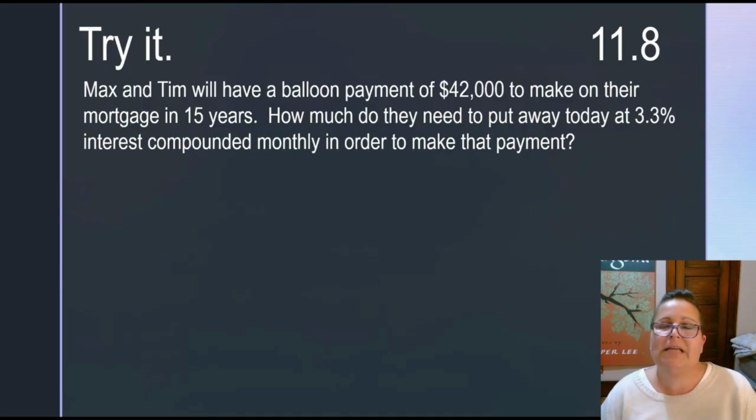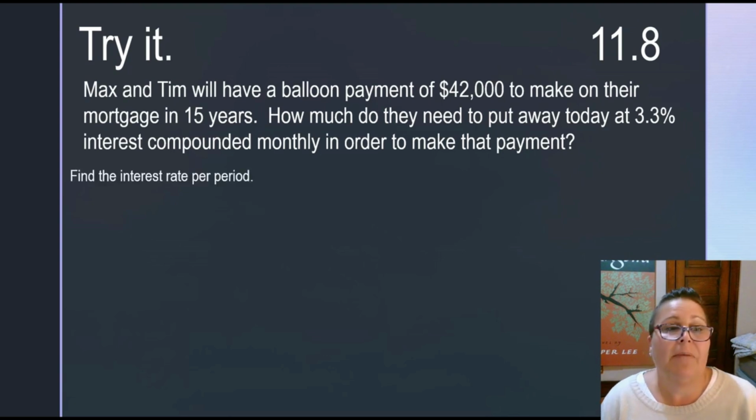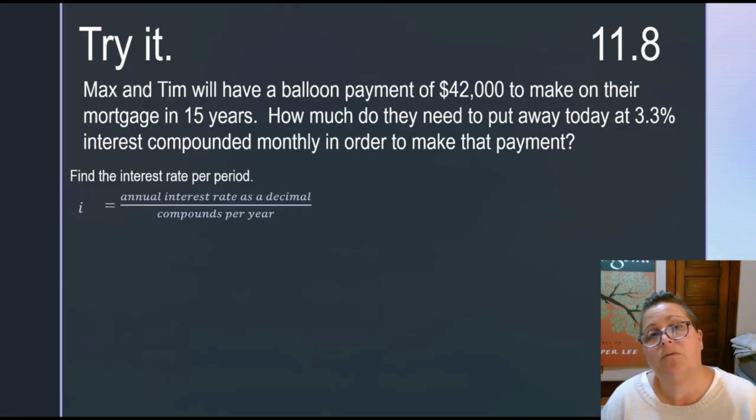Pretty much every time we've used the table, our interest rates have been whole numbers, 4%, 5%, 7%. The exceptions would be 0.5% and 1.5%. But there's nothing in the table for 3.3. So I'm going to have to use the formula here, and I know it because my interest rate is a decimal. My interest rate per period is going to be the same as it has always been. I is going to equal the annual interest rate divided by the number of compounds per year.